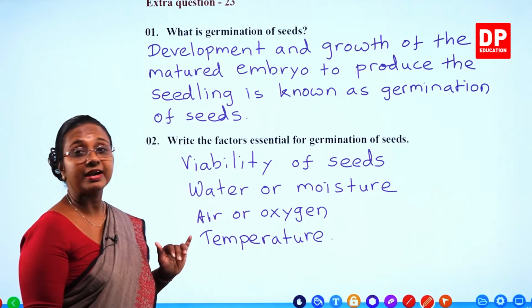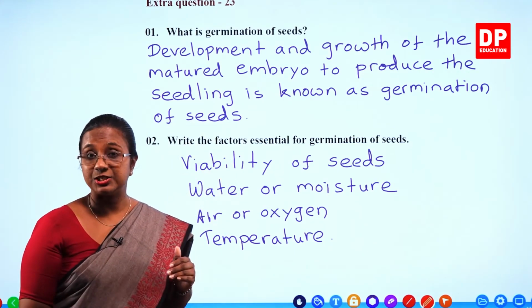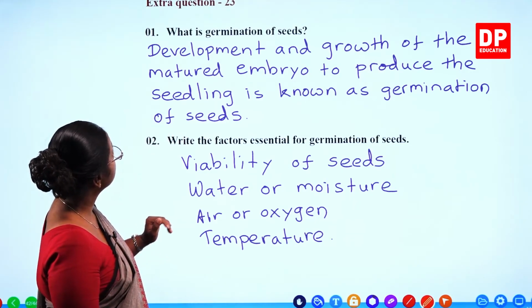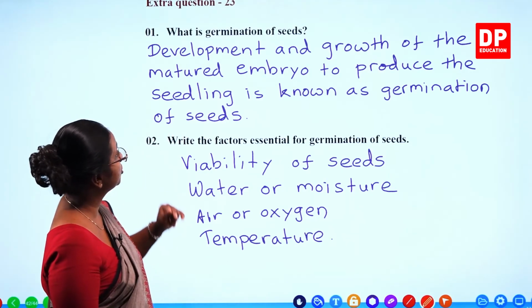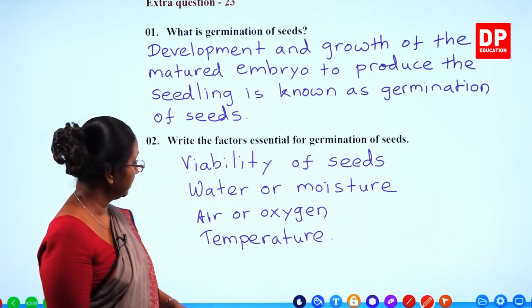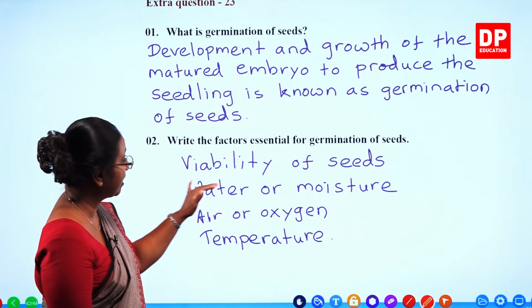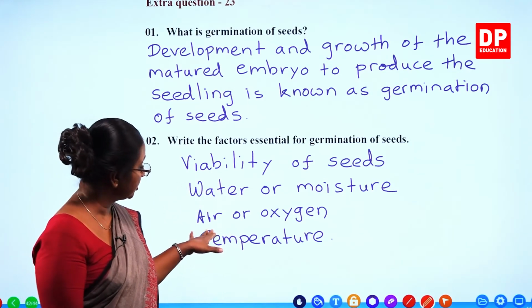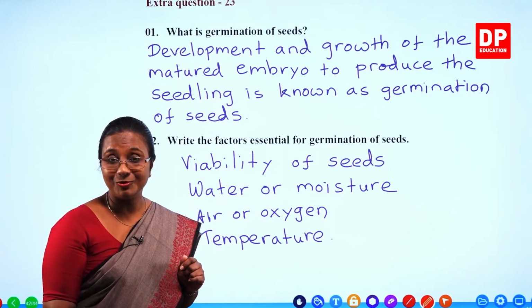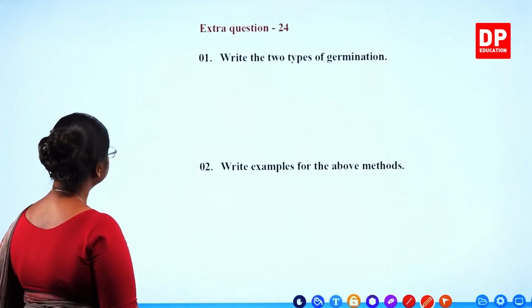So those are the factors essential for germination of seeds. The first question, what is germination of seeds? Development and growth of the matured embryo to produce the seedling is known as germination of seeds. And these are the 4 factors: viability of seeds, water or moisture, air or oxygen, and temperature. With that, students, I will move on to the next question.